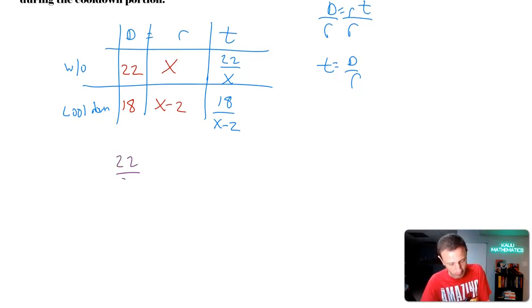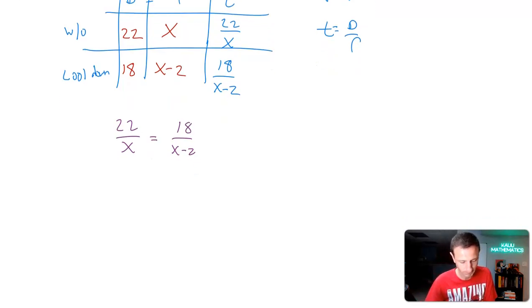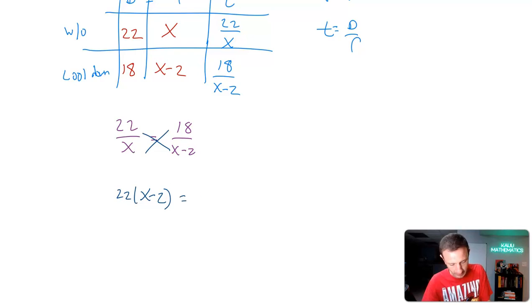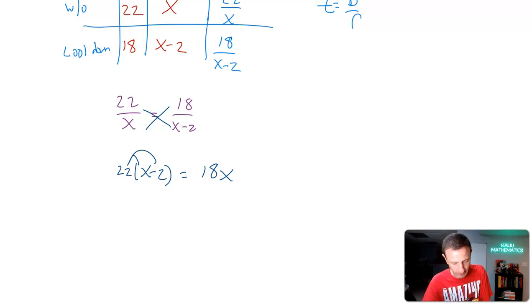Times are equal, according to the question. It says they took the same amount of time. So 22 over x equals 18 over x minus 2. Solve the proportion. So 22 times x minus 2, 18 times x. Distribute the 22. 22x minus 22 times 2 is 44. Equals 18x.